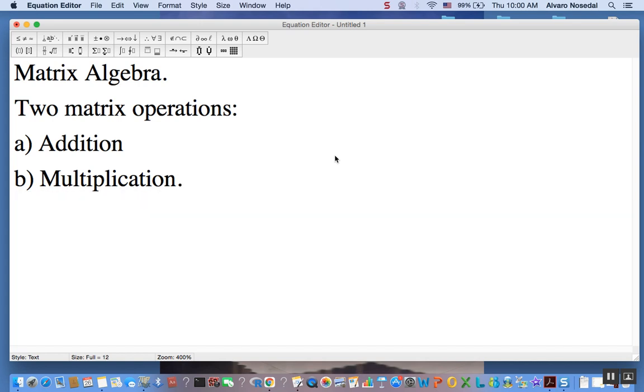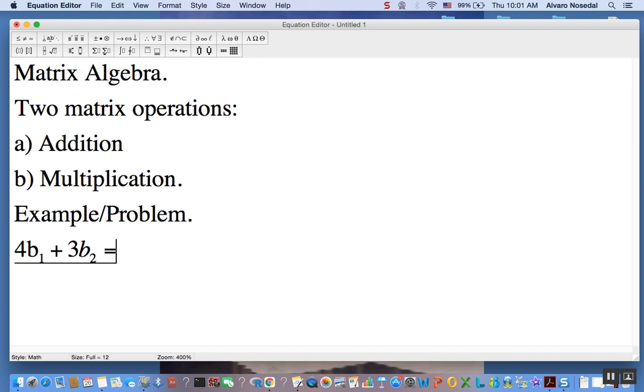The problem is solving a system of linear equations. Let me write it down for you. It's going to be a simple system of linear equations. We're going to have 3 of them, something like this, nothing fancy. 4b1 plus 3b2 will be the first one, equals 92. That's going to be our first equation.